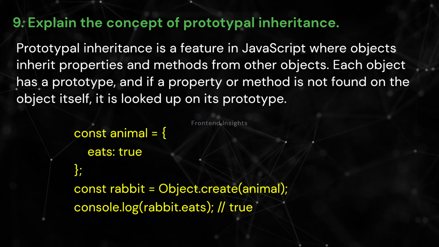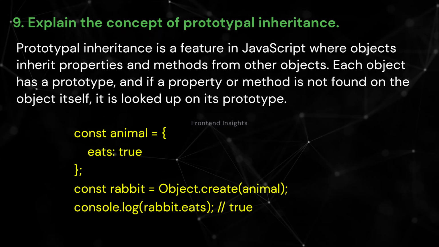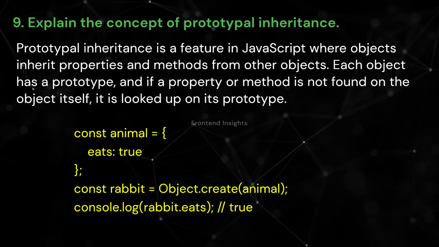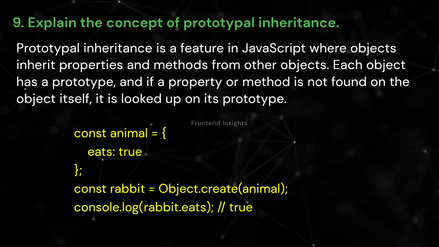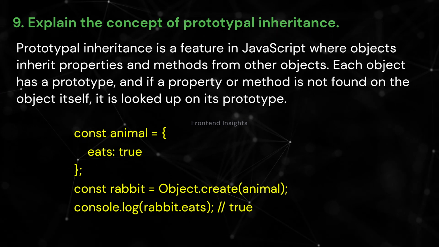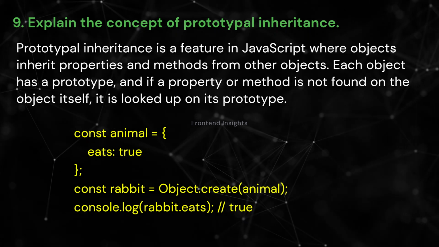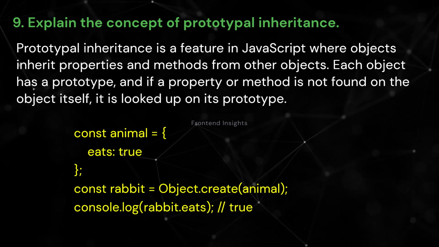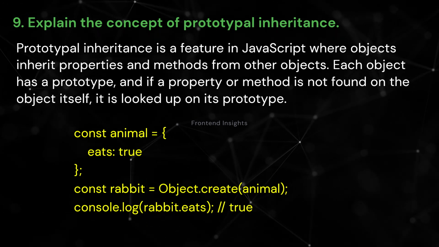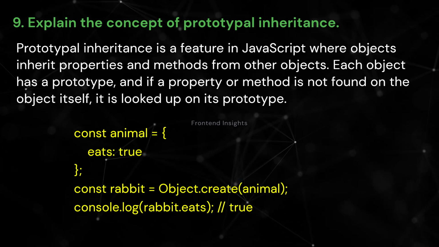Okay, so in this example, rabbit is created using Object.create(animal), so it inherits properties from animal. When you access rabbit.eats, it returns true because eats is a property of animal, which is the prototype of rabbit. Now move to the next question.